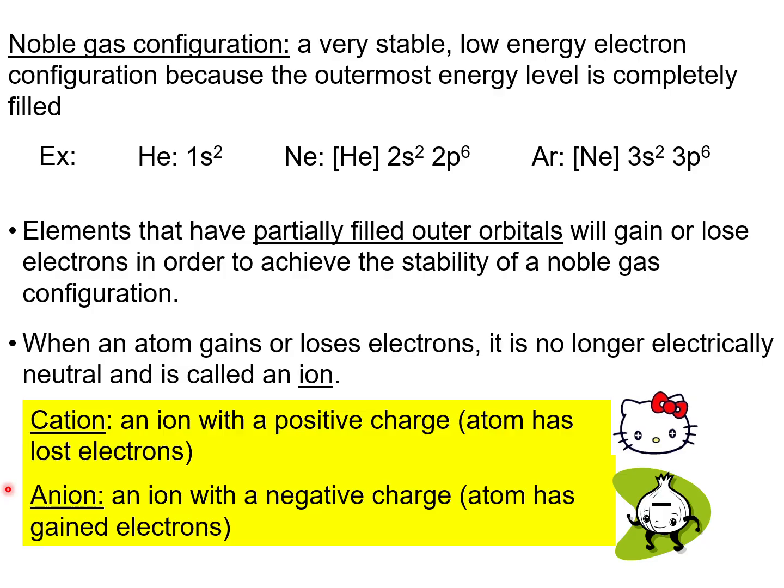Now, I've heard a lot of different ways to remember this. One of them is that cation has that t in the middle, so it kind of looks like a positive sign. I had a friend who really liked cats, and so he would tell his students that he likes cats, so he feels very positive about cations, whereas he does not like onions, and so he feels very negative about anions.